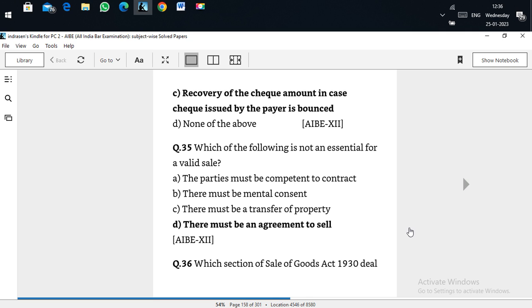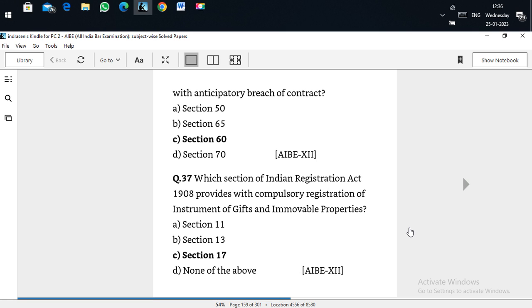138 of the NI Act. Which of the following is not essential for a valid sale? There must be an agreement to sell, which is not essential. Directly it can be sold. Which section of the Sale of Goods Act 1930 deals with anticipatory breach of contract? Section 60 of the Sale of Goods Act 1930 deals with anticipatory breach of contract.